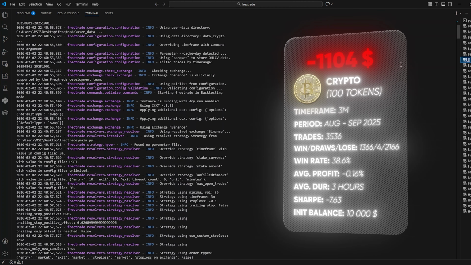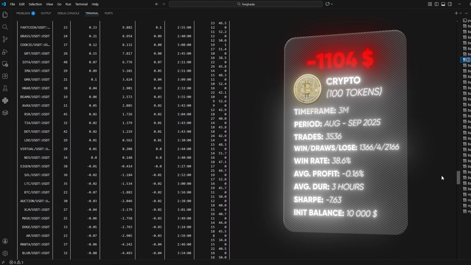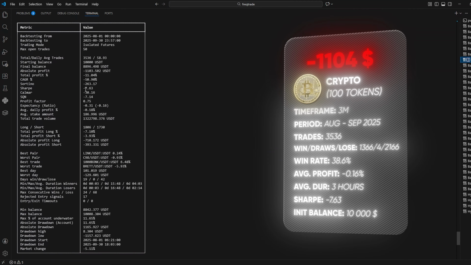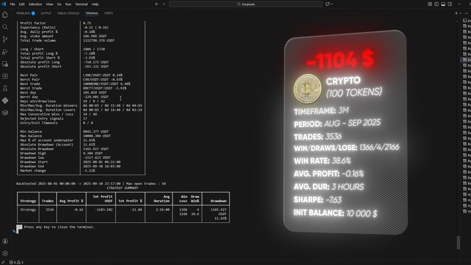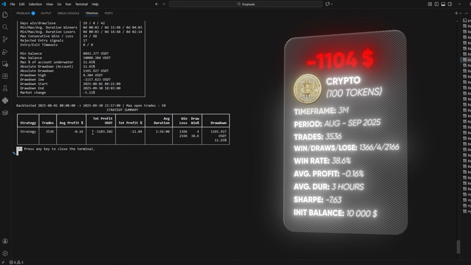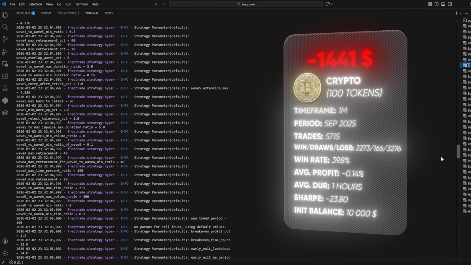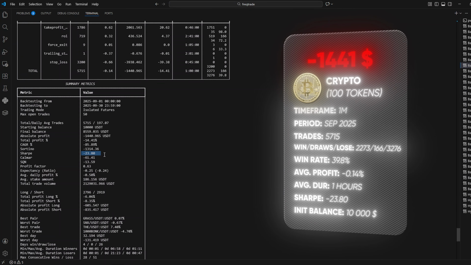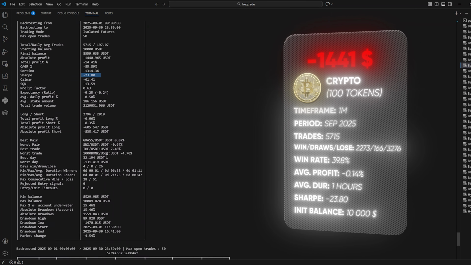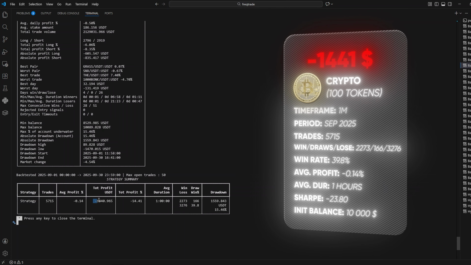Next 3 minutes time frame. Table of results. And this time Sharpe is negative again, minus 7.63, and we've lost $1,100. And finally 1 minute time frame. Our Sharpe is minus 23.8, which is very low, and we lost $1,400.